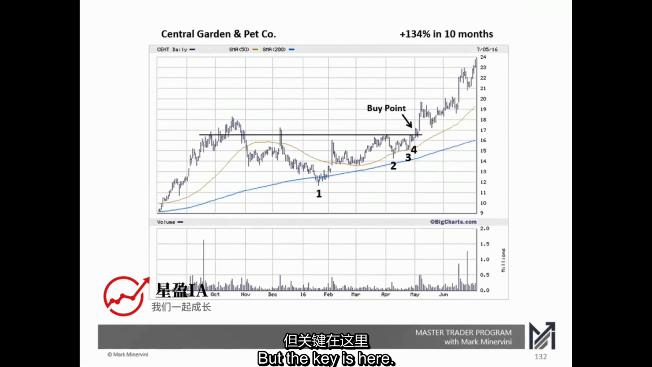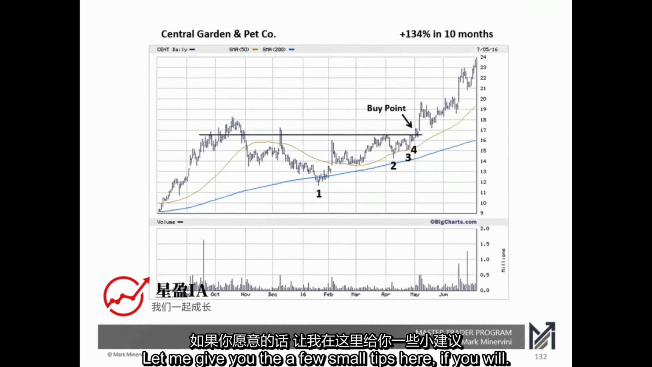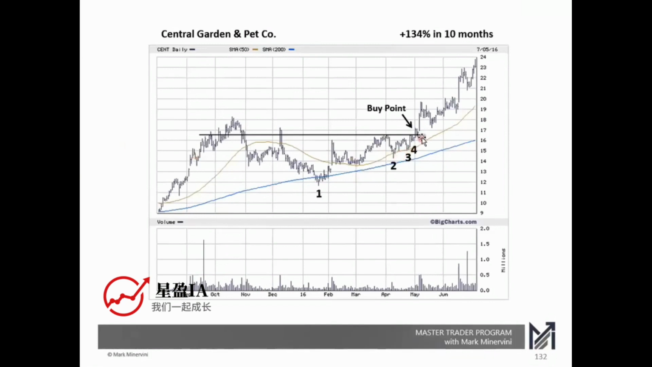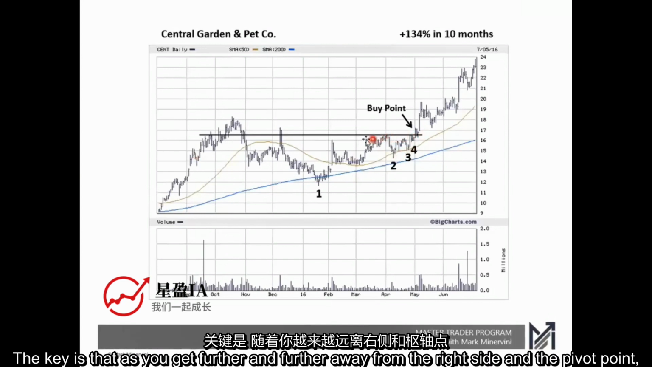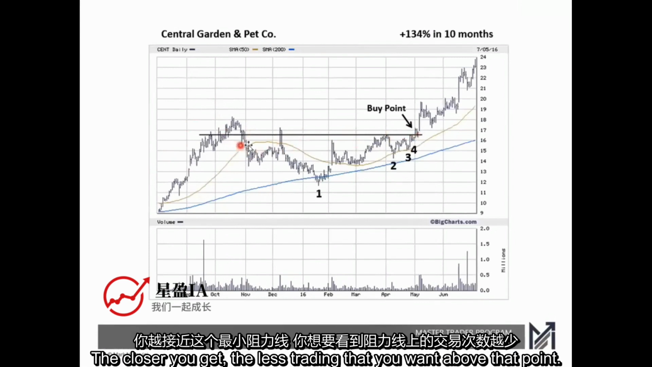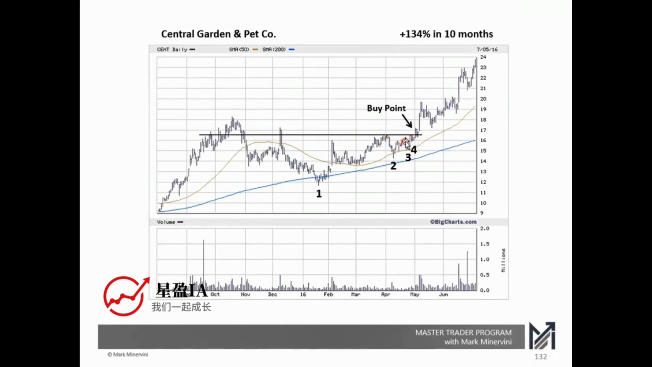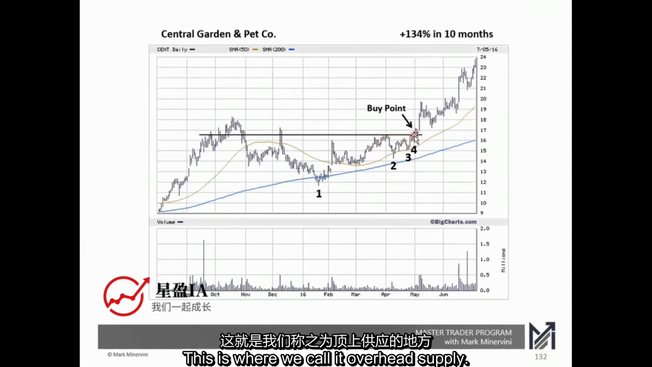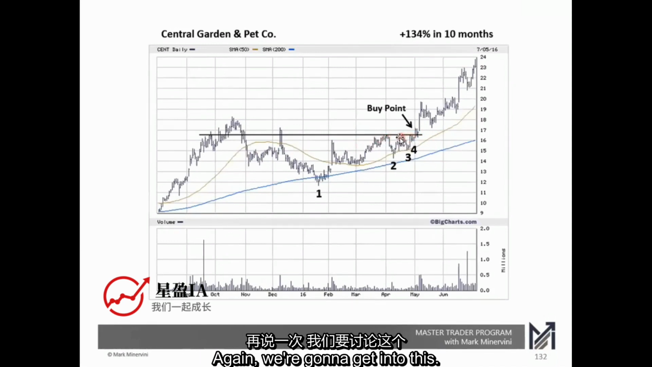But the key is here. Let me give you a few small tips here, if you will. The key is that as you get further and further away from the right side and the pivot point, you can have more trading above that price point. And the closer you get, the less trading that you want above that point. This is where we call it overhead supply. And again, we're going to get into this. I'm actually going ahead of myself here. But the key is that you can see right here.